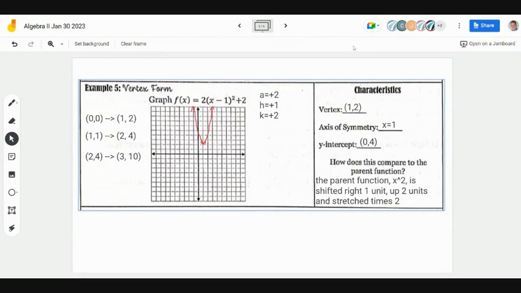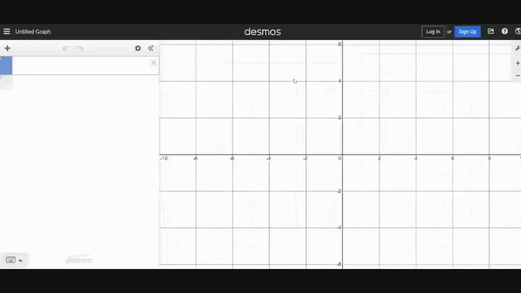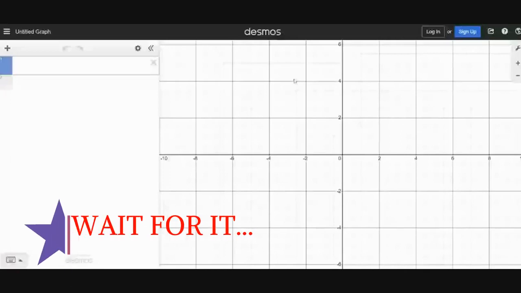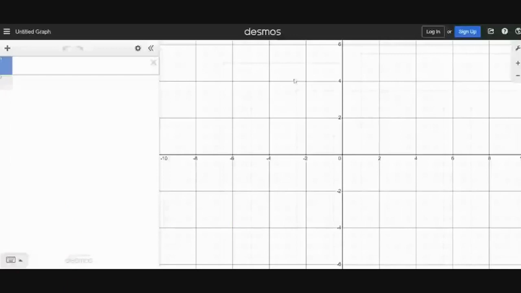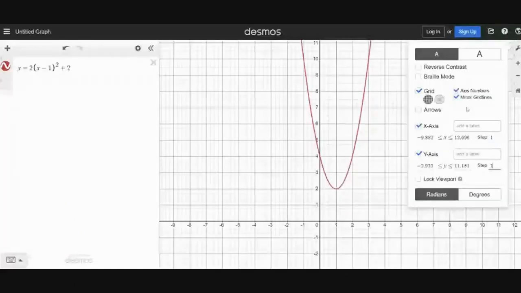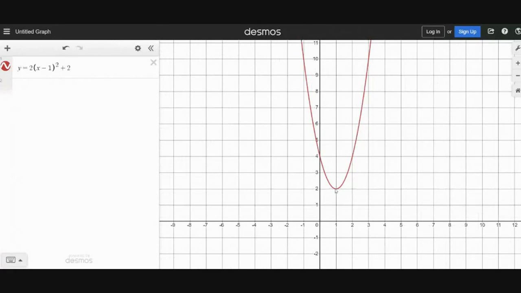So while I have this here, let's go to Desmos. So y equals 2(x minus 1) squared plus 2. Okay, there's what we just looked at. We set this to where we can go by ones, so it looks like a normal graph. Take out the minor grid lines. Okay, there we go. So (1, 2) was our vertex.